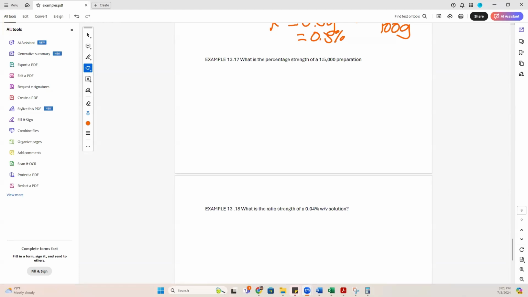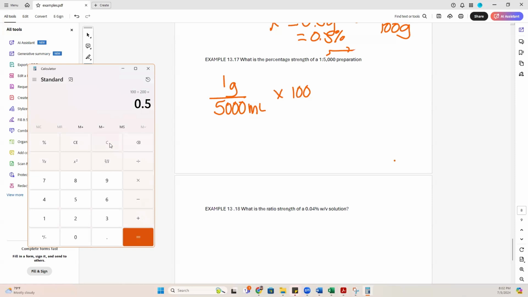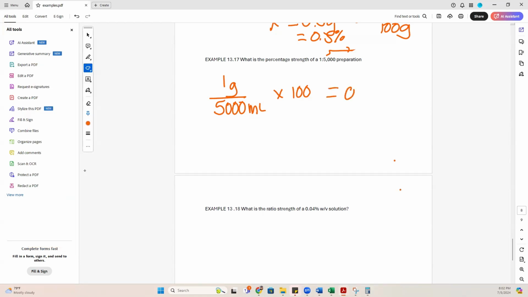Example 13.17, what is the percentage strength of a 1 to 5,000 preparation? So we know 1 to 5,000 just means 1 gram over 5,000. We'll say ml, we don't really know, and that part doesn't matter. And to find out the percentage strength, we just need to multiply that by 100. So we're just going to get out our calculators. And we're going to do 1 divided by 5,000 times 100. And that gives us 0.02%.